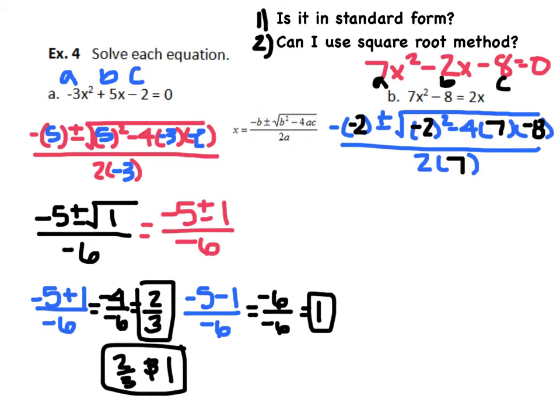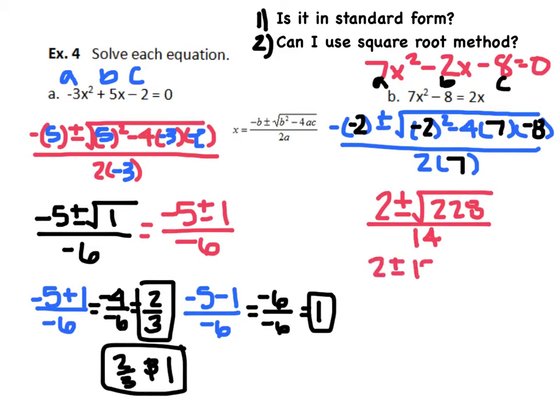Negative and a negative makes it a +2, plus or minus the square root of, when I take -2 squared minus 4 times 7 times -8, I get a total of 228. And that's all being divided by 2 times 7, which is 14. Now, the square root of 228 leaves me with 15.1, all divided by 14. Remember, it splits into two problems.